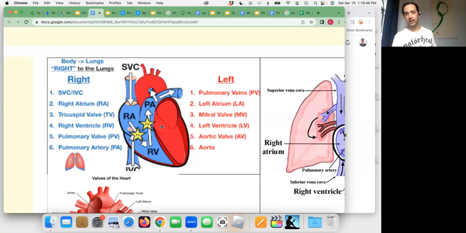So you have the four chambers of the heart: the right atrium, the left atrium, the right ventricle, the left ventricle. And then you have the four valves. You have the try to be right tricuspid valve, the pulmonary valve, the bicuspid mitral valve, be my Valentine, and then you have the aortic valve. Not so mysterious, right?